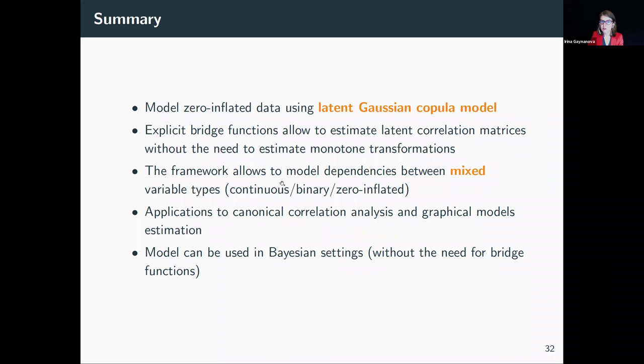Our model allows us to model dependency between mixed variable types. In particular, what I mean by mixed are continuous or binary or zero inflated.